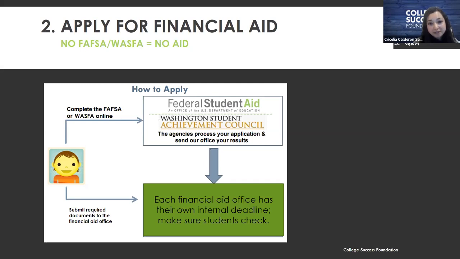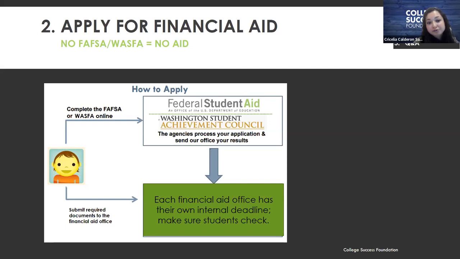One of the most important results of filing a FAFSA or WASFA is the calculation of the student's EFC, or expected family contribution. Financial aid offices use the EFC and other information provided in the FAFSA or WASFA to determine what type and what amount of financial aid to award the student. An important thing to note is that each financial aid office has its own priority deadline to apply for financial aid, so students should be sure to include this information in their college search.